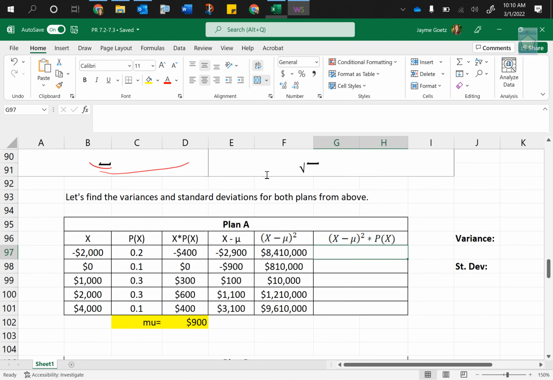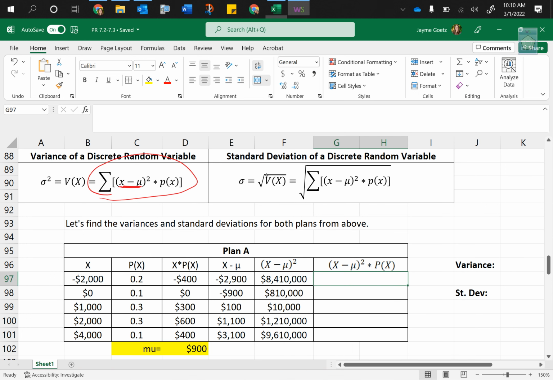Now, according to my formula, I have each expected value minus the actual expected value, and I squared them. Now I need to multiply them all by the probability. So that's going to be my next column. I'm going to say equals, and I want that squared value, and I'm going to multiply it by its corresponding probability. Then you can click and drag that down.